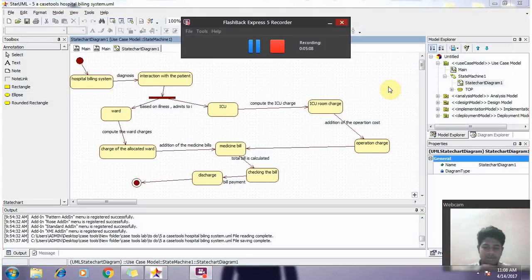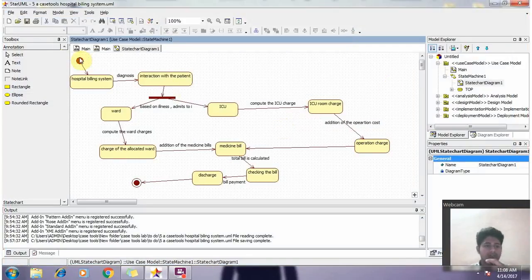So let me explain that diagram. This is the starting initial state and this is the ending state. First, the hospital billing system diagnoses through interaction with the patient. After interacting with the patient, it will decide whether the patient should be sent to the ward or ICU based on the illness. If it is the ward, they will compute the ward charge for the allocated ward. Then, in addition to the ward charge, they will add the billing of medicines, that is, the medicines taken by that patient. Then it will calculate the total and discharge the payment.